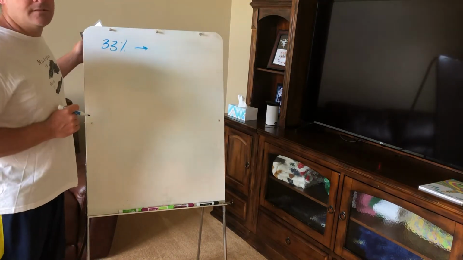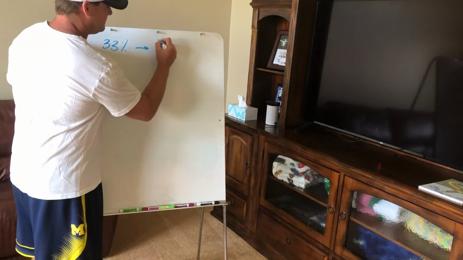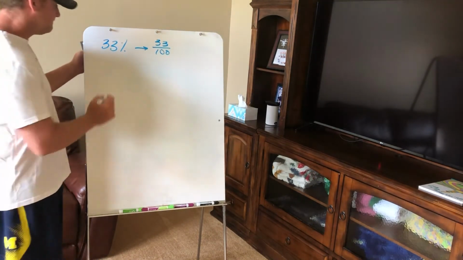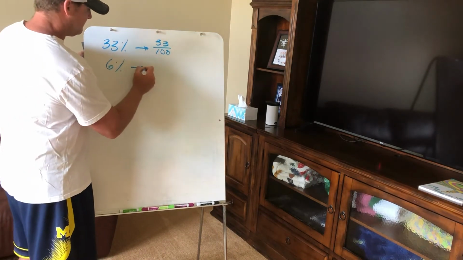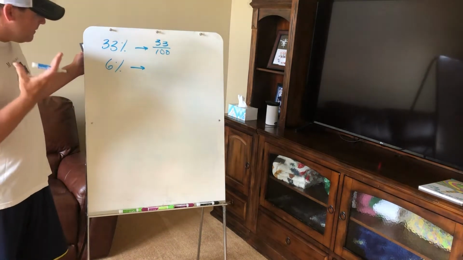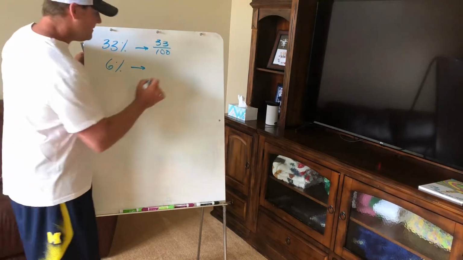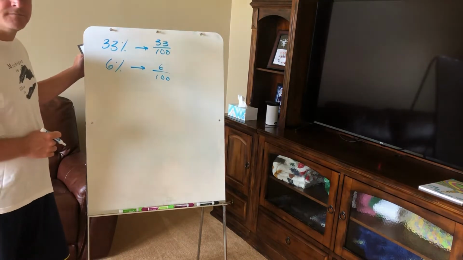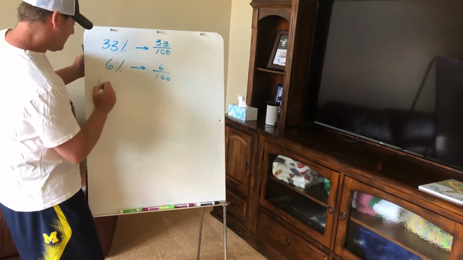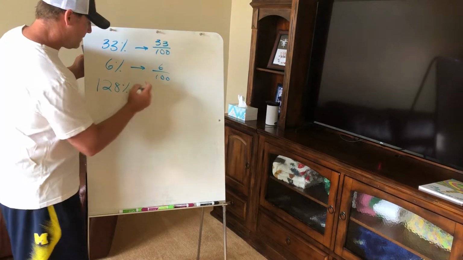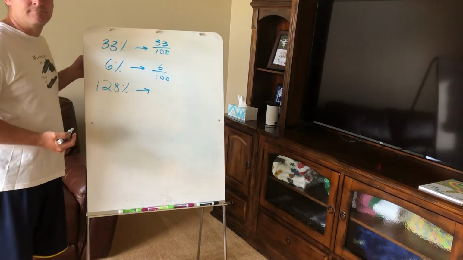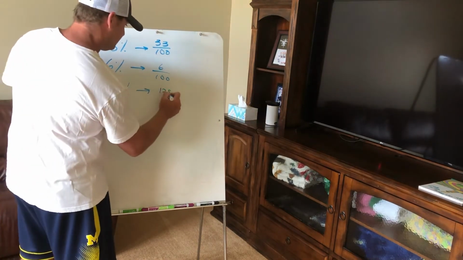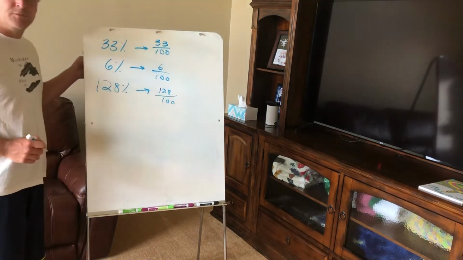Well, all percents are based out of 100. So just do 33 over 100. 6%. All percents are based out of 100. So you get 6 out of 100. 6 hundredths. 128%. All percents are based out of 100. So 128 out of 100.